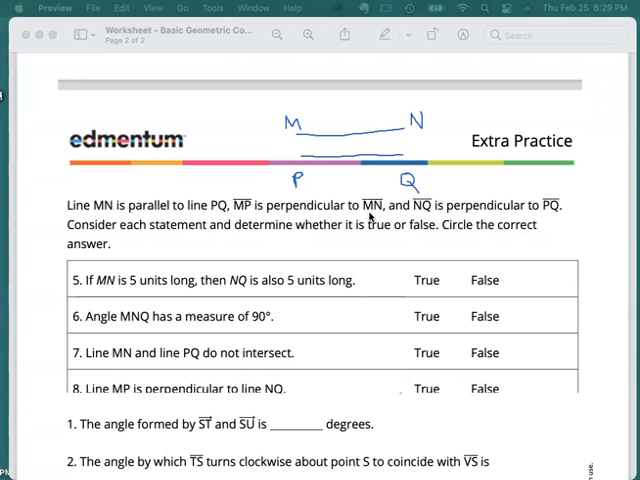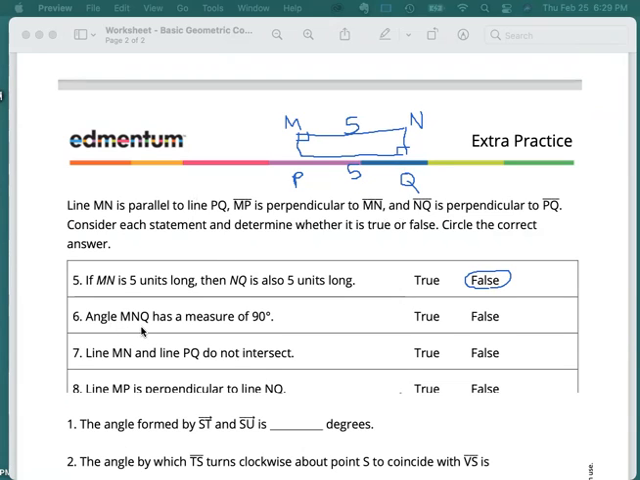And MP is perpendicular to MN. So 90 degrees right there. And NQ is perpendicular to PQ. So this is going to be 90 degrees right here. So it basically is a rectangle. If MN is 5 units long, then NQ is also 5 units long. No, that is false. PQ would have to be 5 units long, but not the other ones.